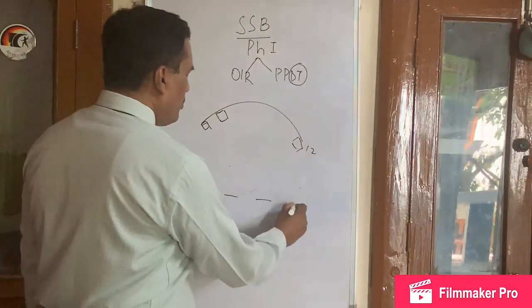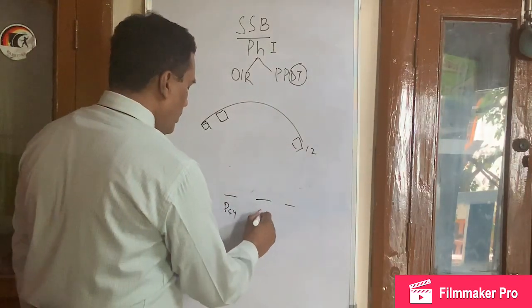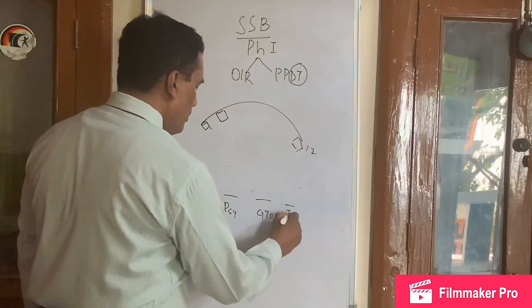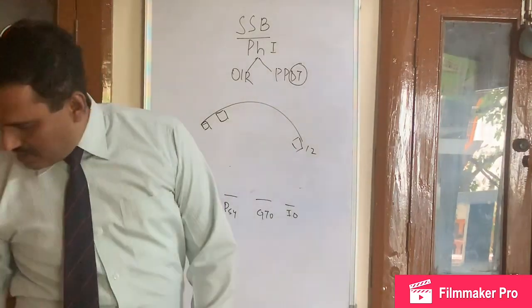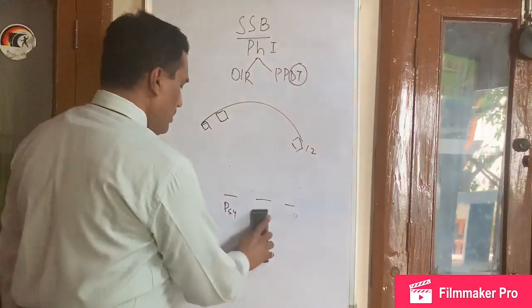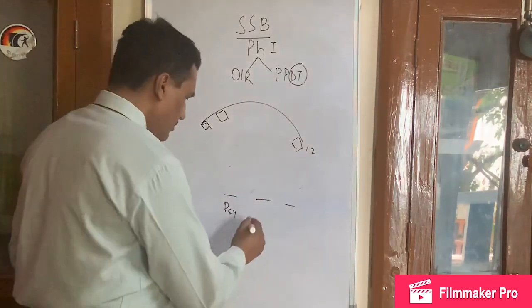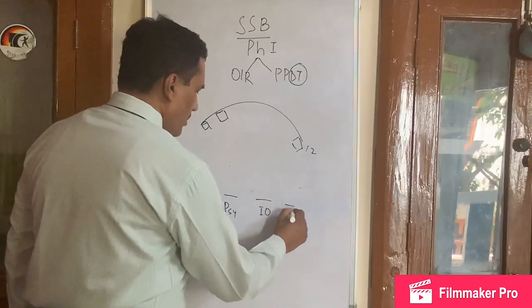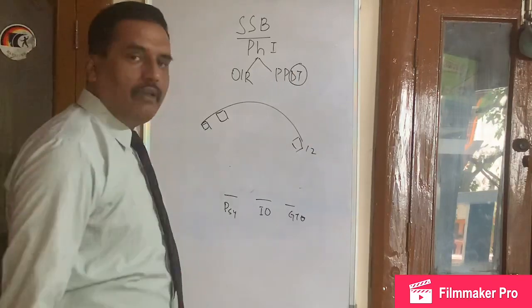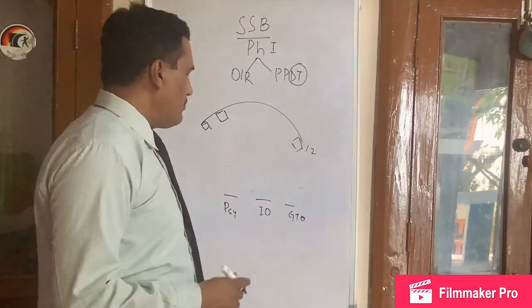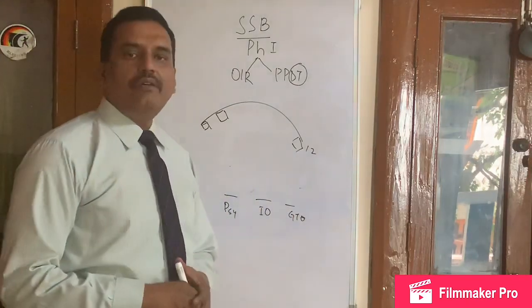And here there probably will be 3 assessors, as I told you, a psychologist, a GTO and an interviewing officer. These three people will sit. Normally, interviewing officers are the senior most officer, so they sit in the center, and GTO and psychologists are on either side. Now, once you all have sat down, the initial briefing is done by the GTO.